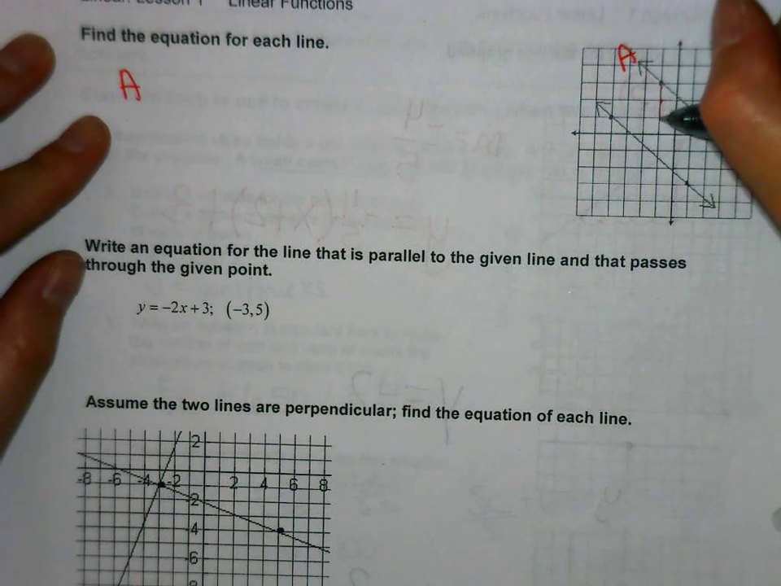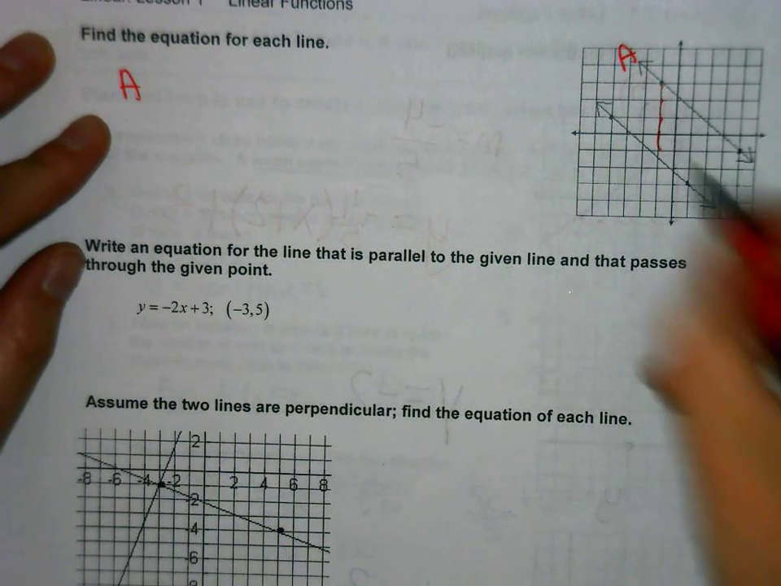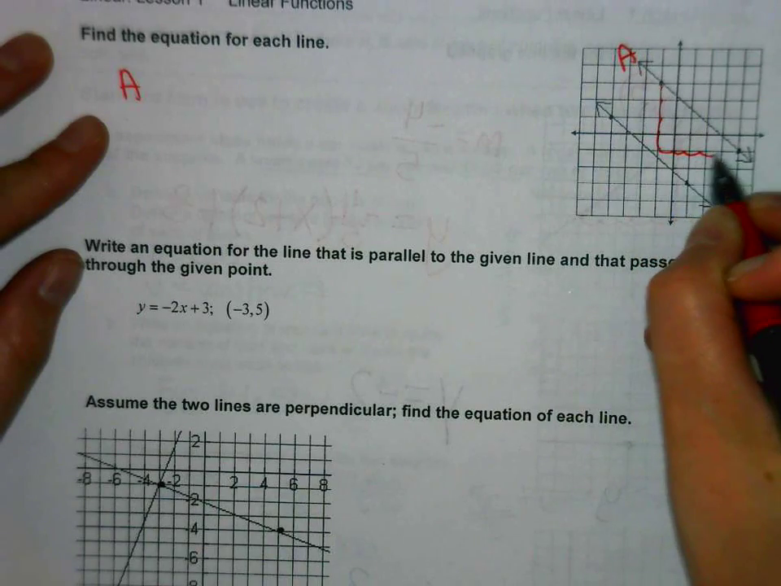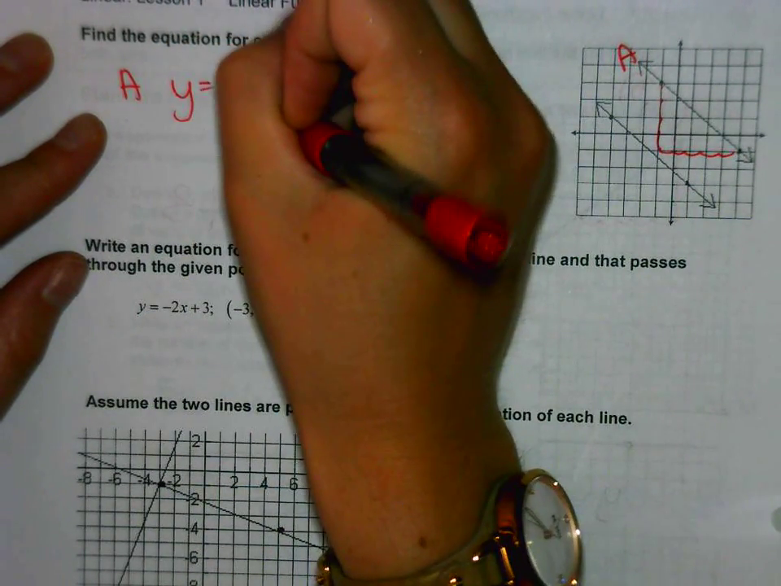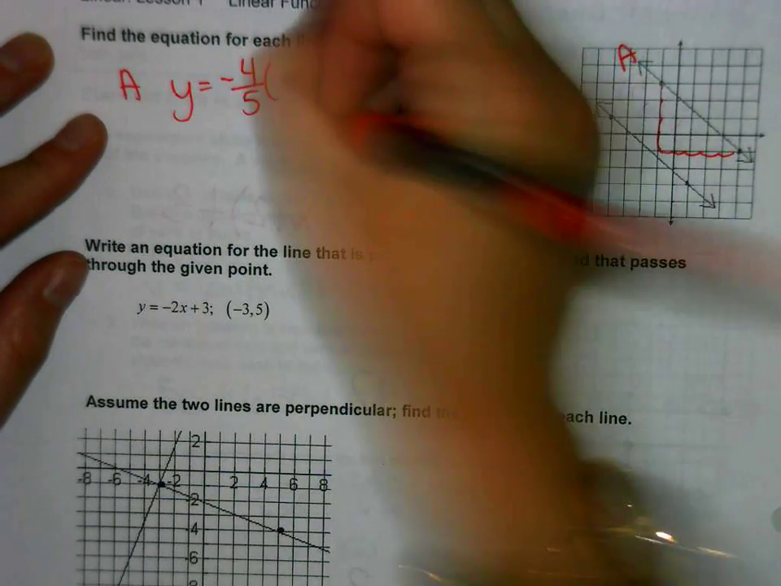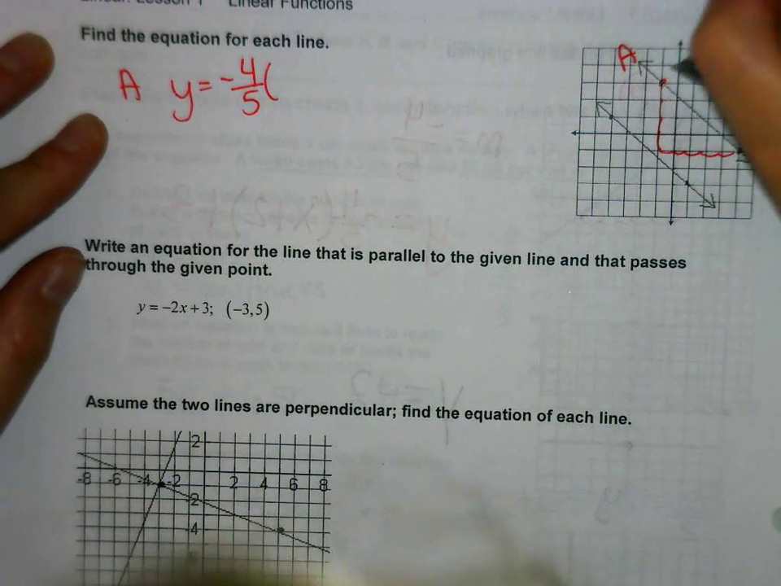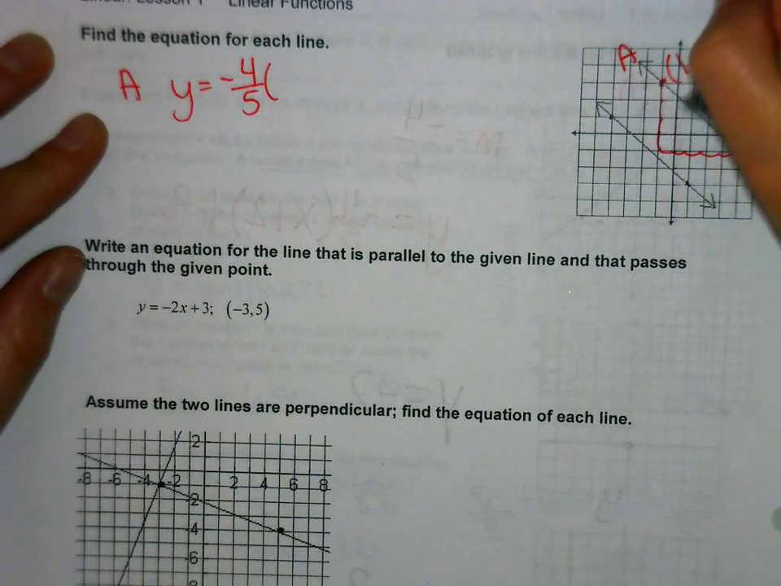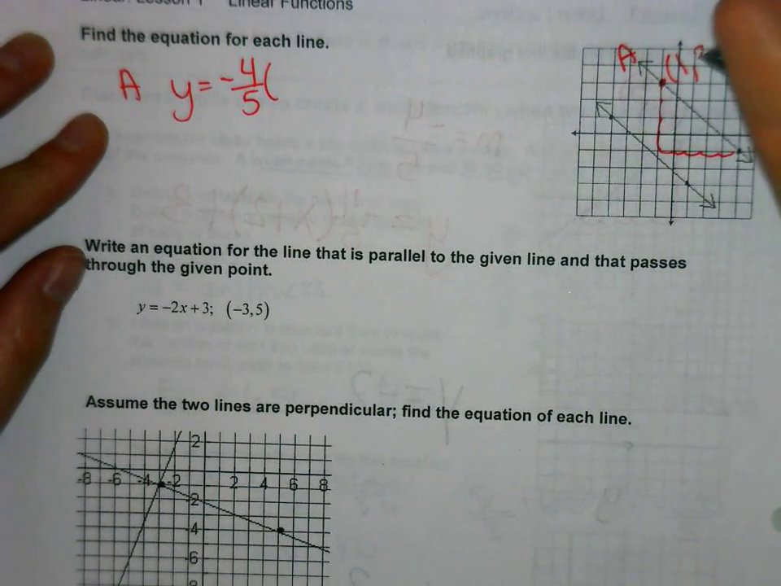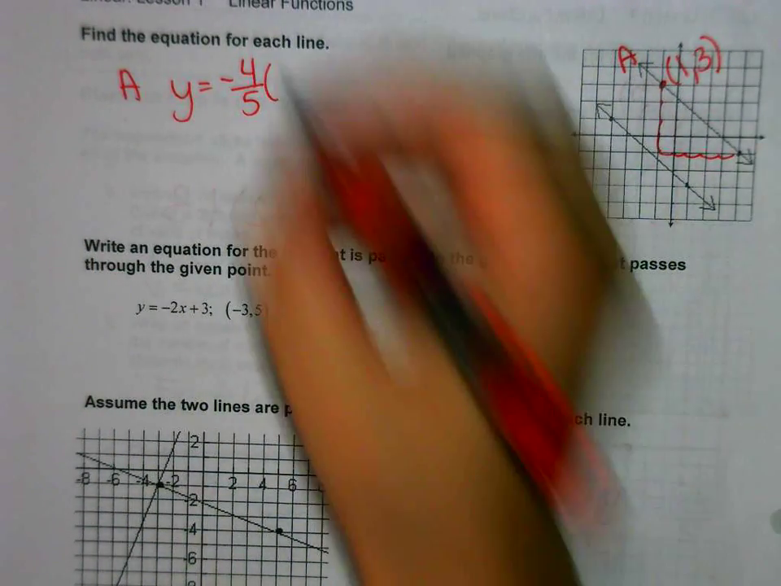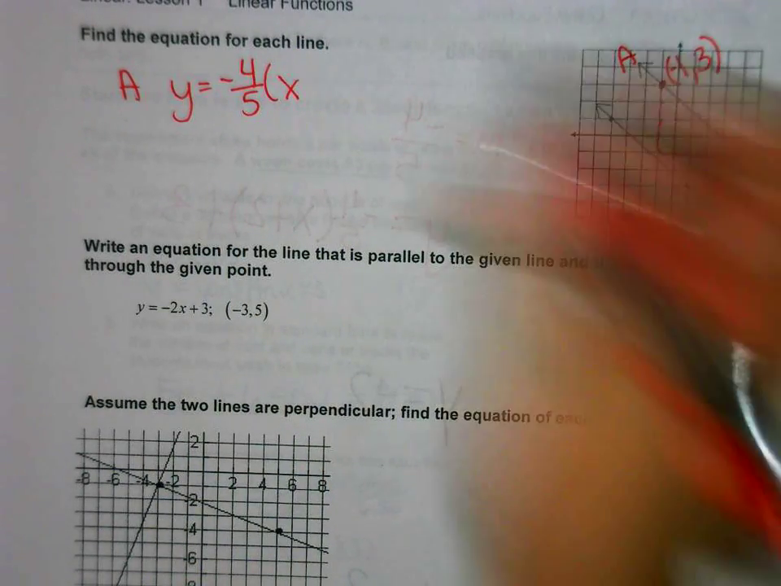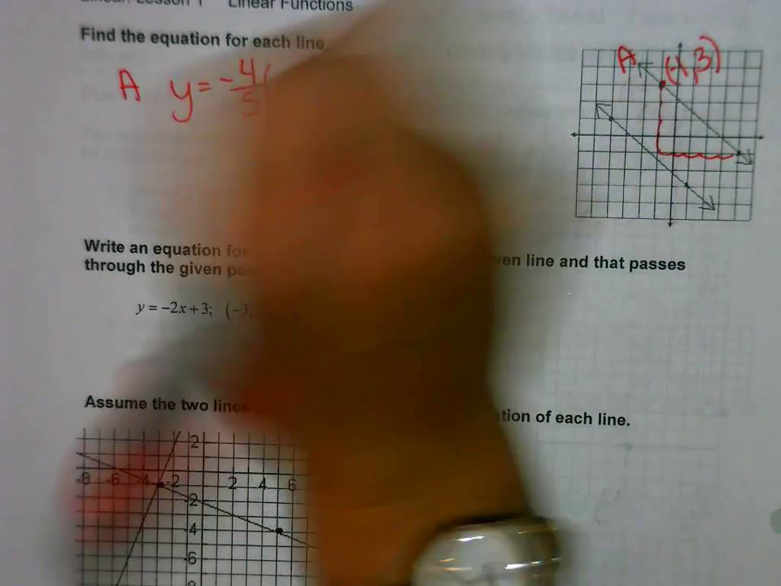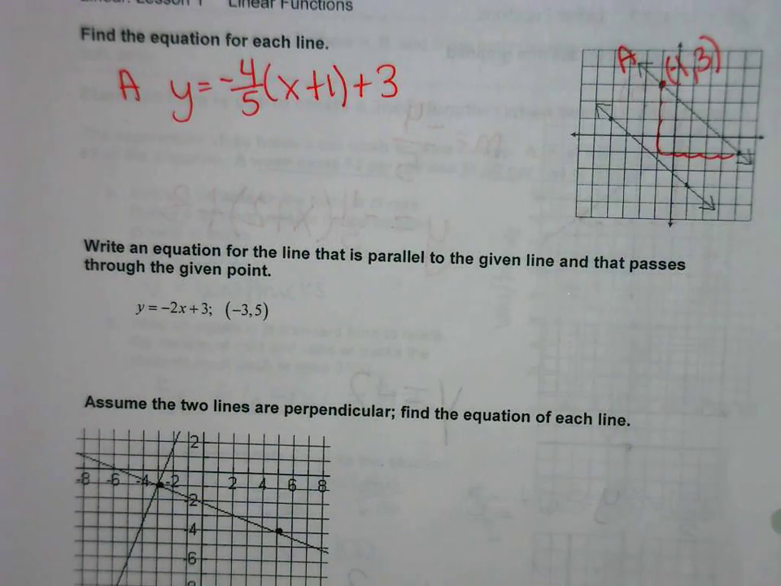So we're going down 1, 2, 3, 4, and over 1, 2, 3, 4, 5. So our slope is -4/5. And the point, let's use this one, is -1, 3. So we have y equals -4/5 x plus 3 and b.